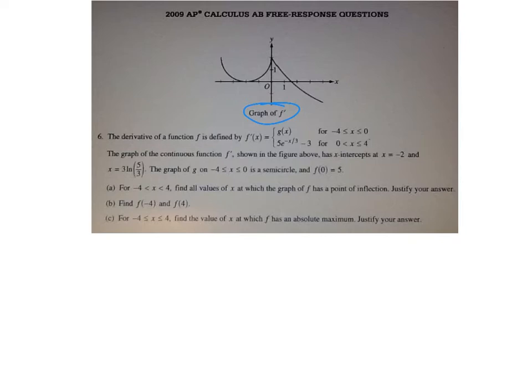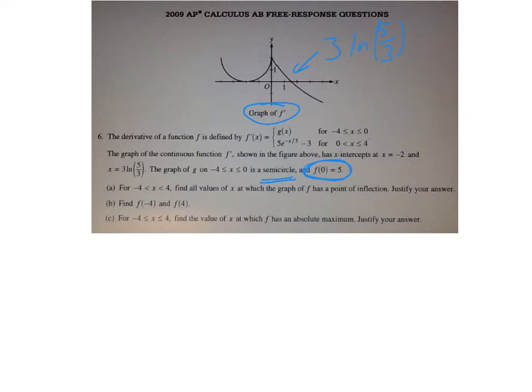The graph is a continuous function, and it has an x-intercept at -2, so we know that's going to be a 0 there. And this x right in here is 3 ln 5 over 3. All right. We're also told that this first part is in fact a semicircle, and this is going to be important, f of 0 is 5.